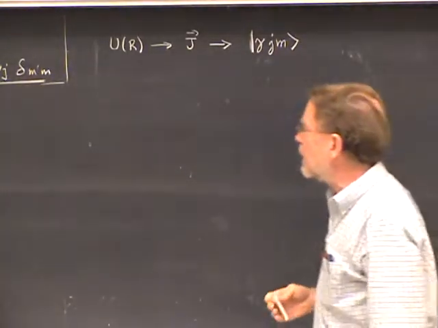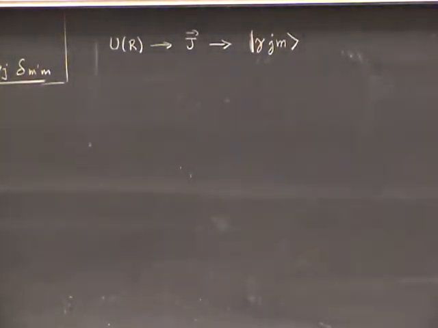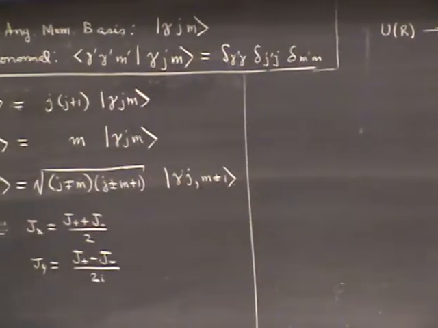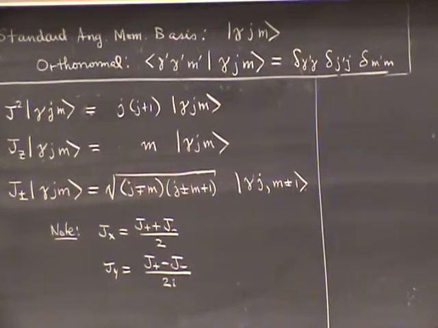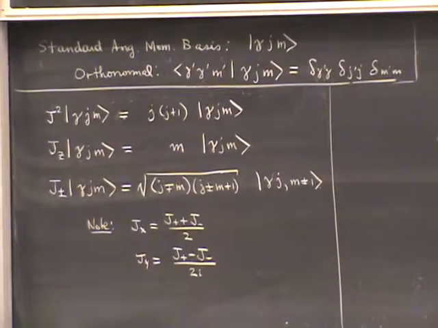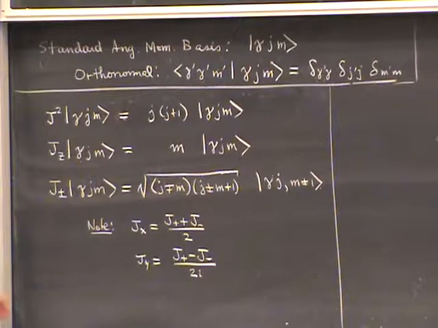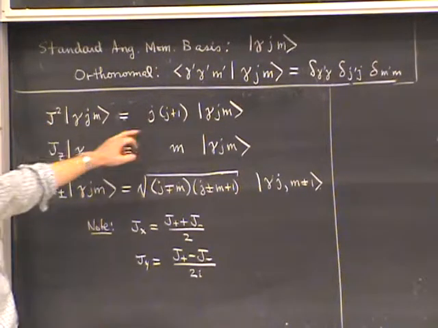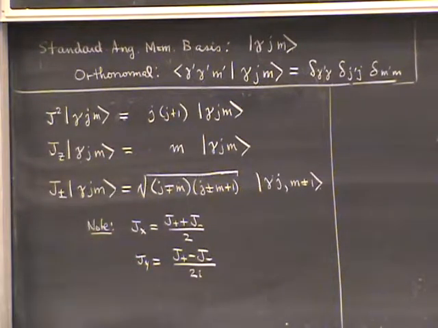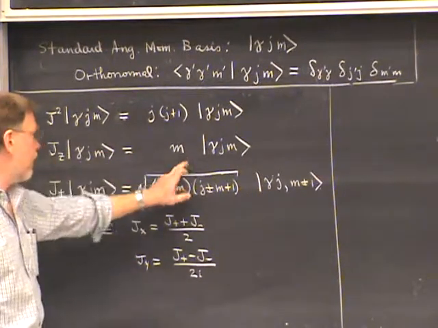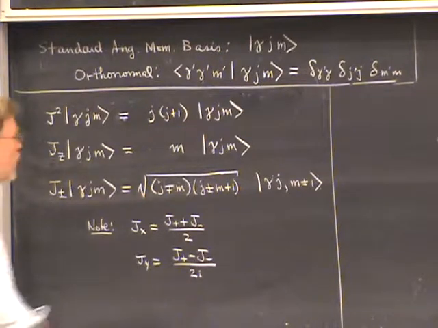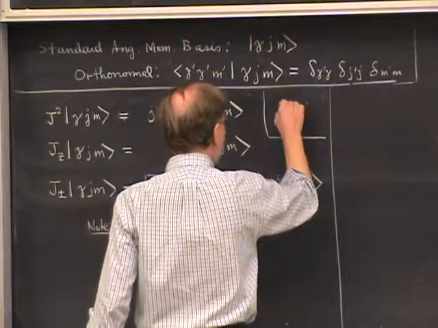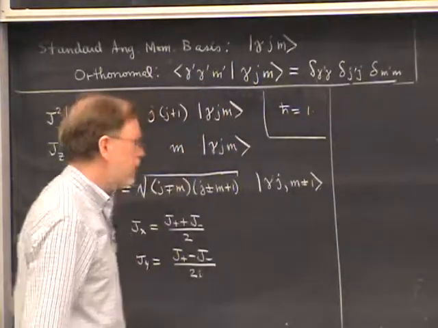In any case, once we've got the standard angular momentum basis, I mentioned, by the way, that it's an orthonormal basis like this. Once we have this, then it's easy to see what the action of the angular momentum operators is on this basis. J squared and Jz are particularly simple because by construction the basis is an eigenbasis of those operators. So J squared just brings out its eigenvalue, which is j(j+1), and Jz brings out its eigenvalue, which is m. By the way, here today I'm going to set h-bar equals 1 just to save writing, really, but it's for simplicity.